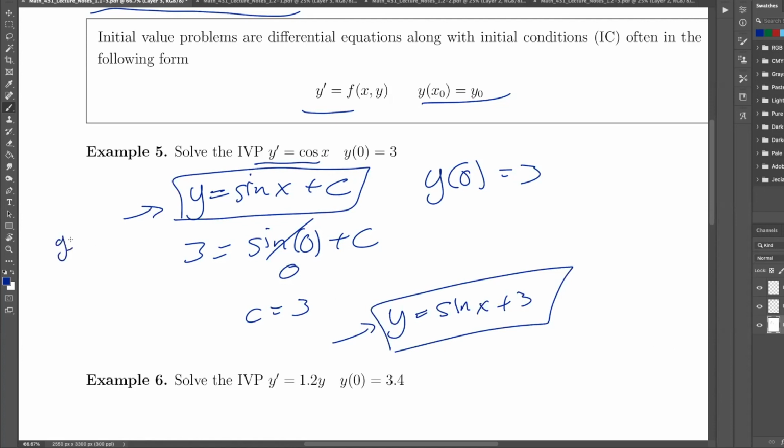So I guess I should write that. That is the general solution, and this is the specific. I might have spelled that wrong.